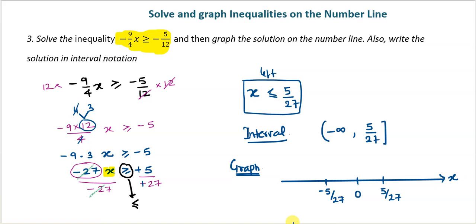Now, since it's less than or equal to, it means it's a filled circle. Filled circle. And it's moving to the left because of less than or equal to. So this is your number line. Clear?